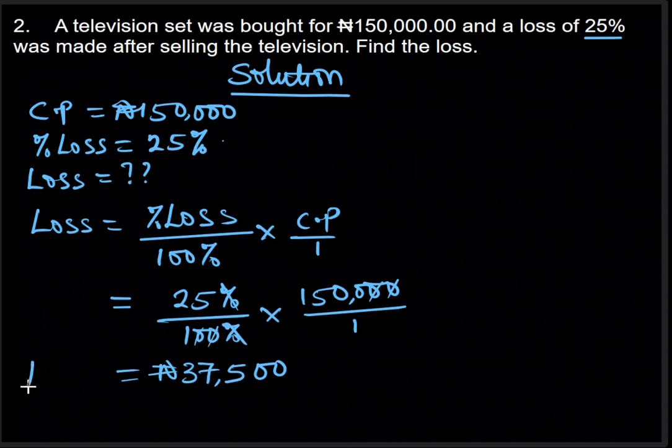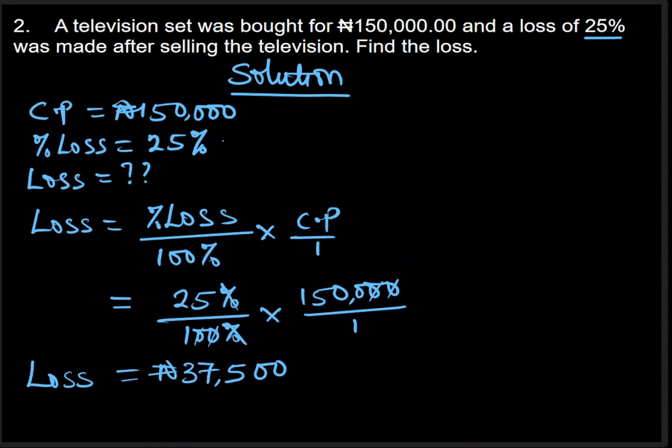37,500. So that becomes our loss in naira. So that's our loss. All right. So we are just to find the loss in this question. We are not to find the selling price or any other thing. So it's just the loss. That means we have to change the percentage loss to the loss.